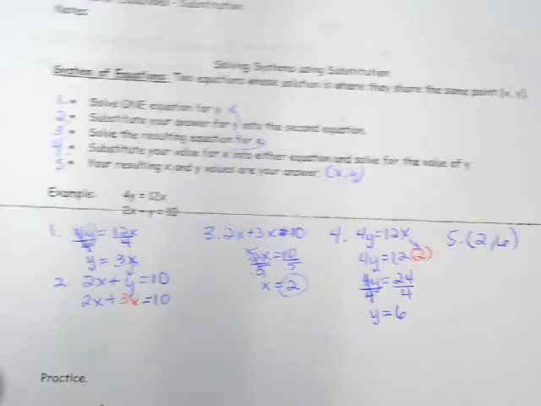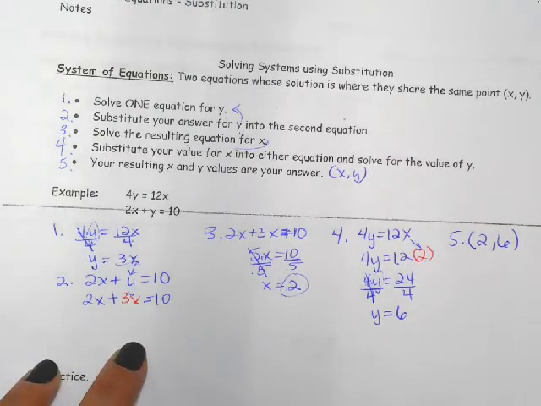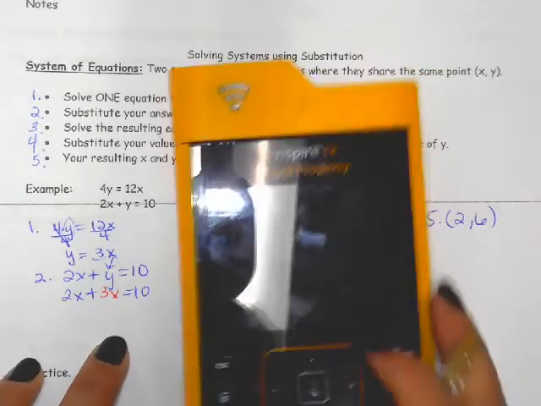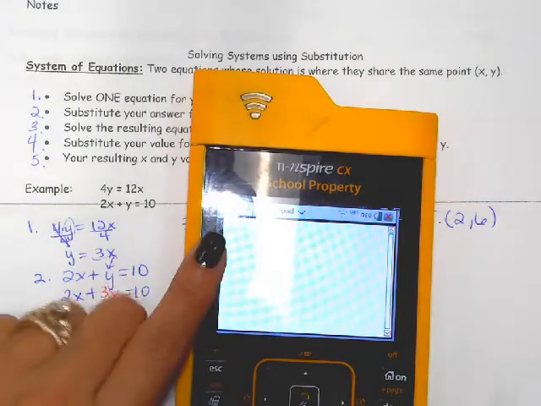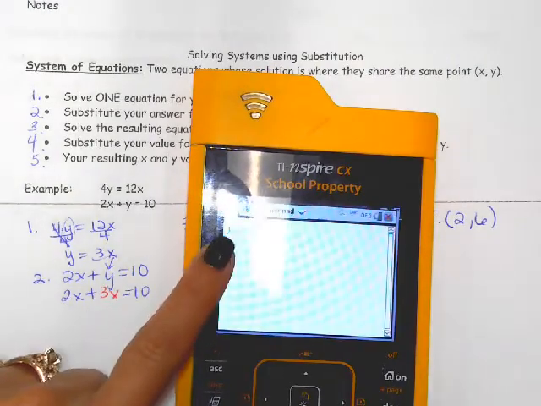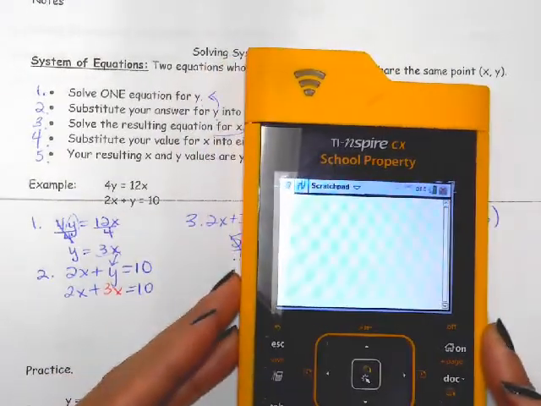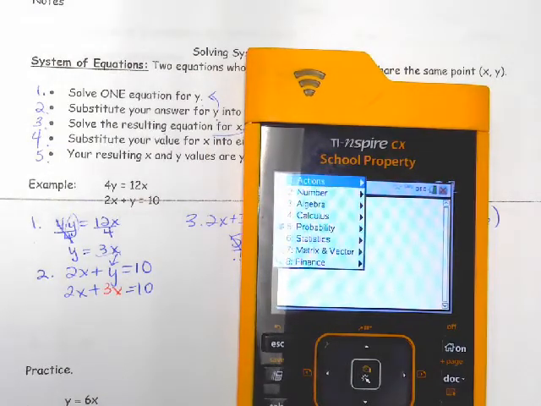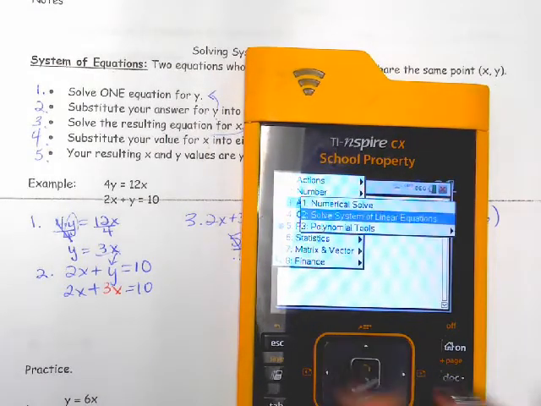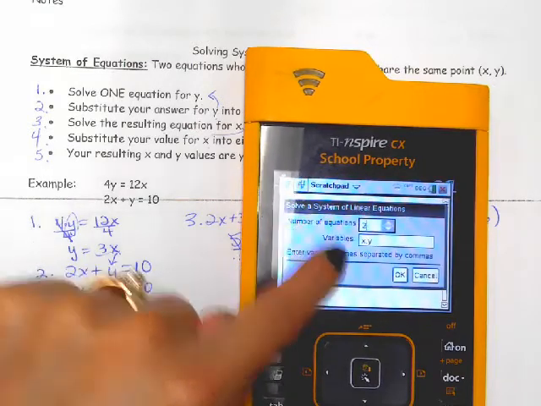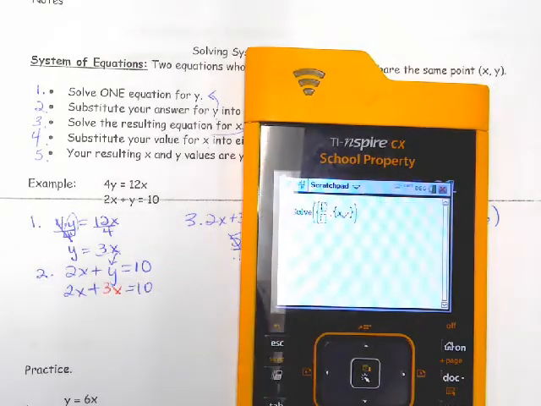Alright. Then I showed you guys how to check your answer in the calculator. So let's check our answer. We go to a calculator page. You want to go to Menu, Algebra, and today we're learning about systems, so solve systems. Yes, we have two equations. Yes, they're x and y, so just hit OK.